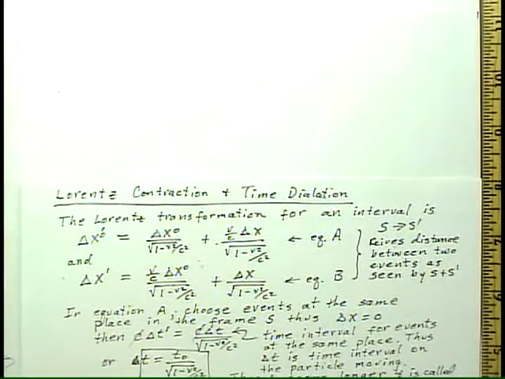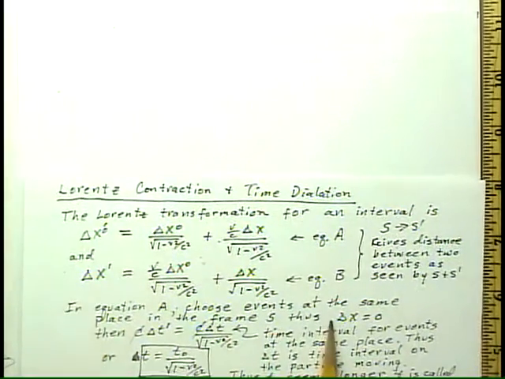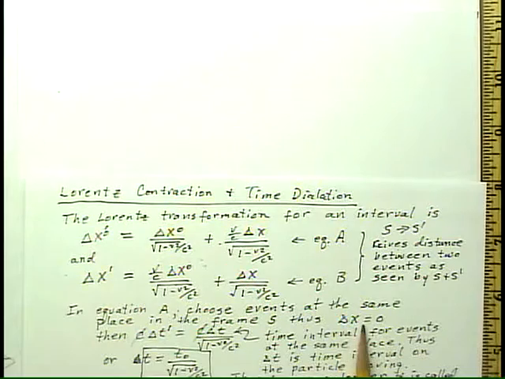First of all, let's take equation A. We want to choose events that are in the same place in frame A. These are events that occur exactly at the same place, and if these events occur in the same place, then dx, the change in x, is going to be 0 between those two events. For equation A, this means that dx naught prime, which is c dt prime, is going to be equal to c delta t over the square root of 1 minus v squared over c squared. This is the time interval for events that occur in the same place.